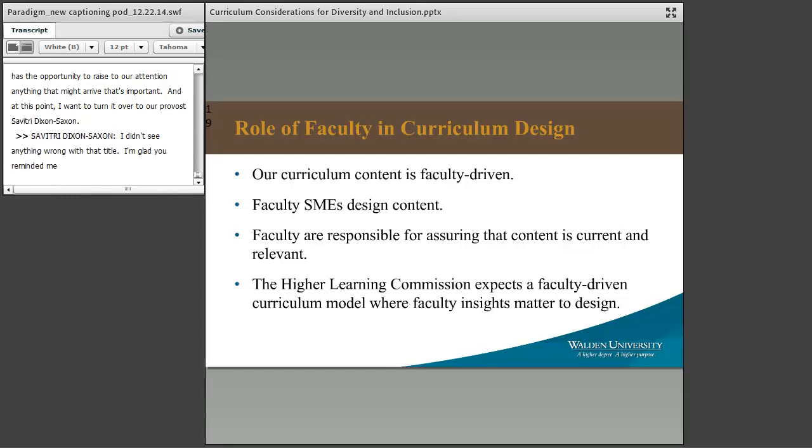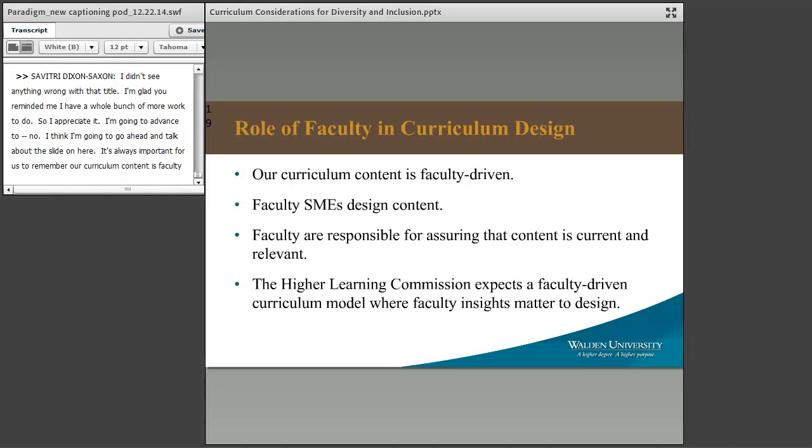I appreciate it. So I'm going to go ahead and take the slide that's on here. It's always important for us to remember that our curriculum content is faculty-driven.